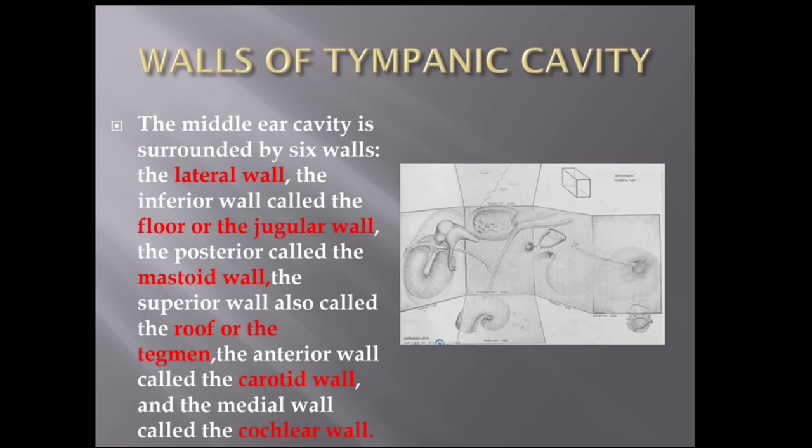Walls of tympanic cavity. This tympanic cavity is surrounded by 6 walls: lateral wall, inferior wall also called the floor or the jugular wall, posterior wall or mastoid wall, superior wall or roof or tegmen, and anterior wall. In this diagram the anterior wall is opened up. Anterior wall is called the carotid wall, and medial wall is called the cochlear wall.